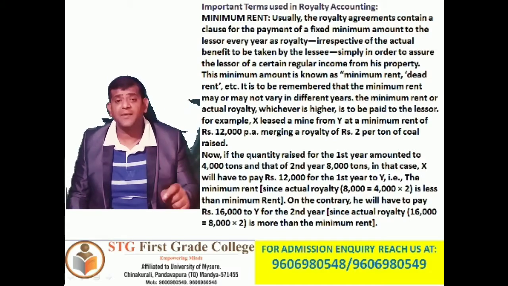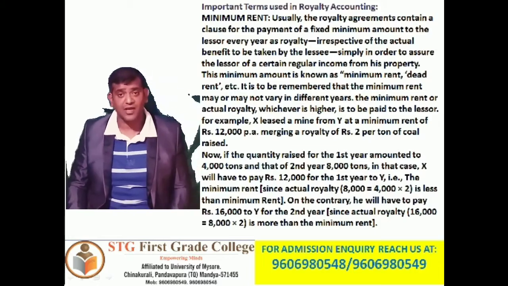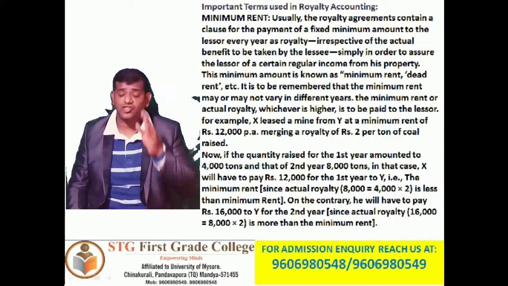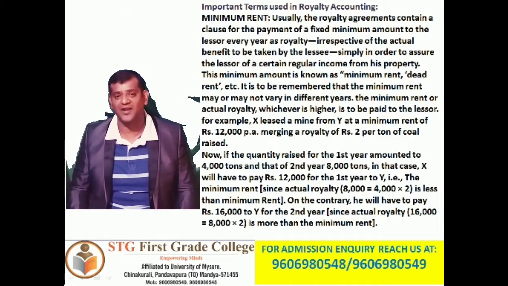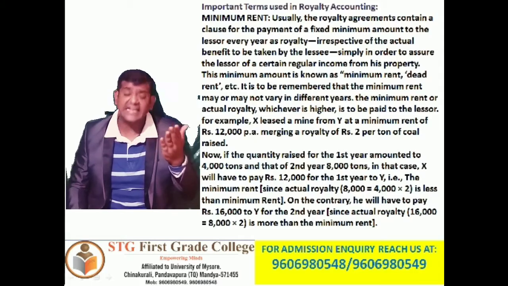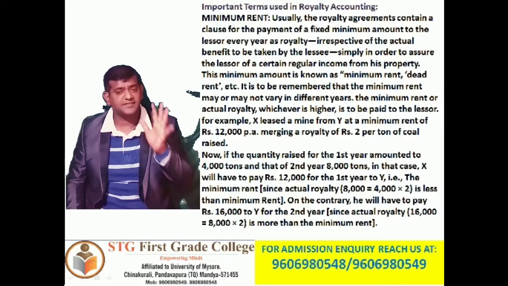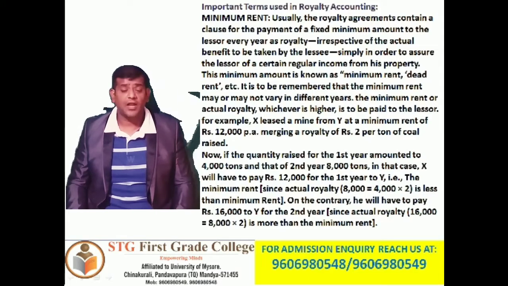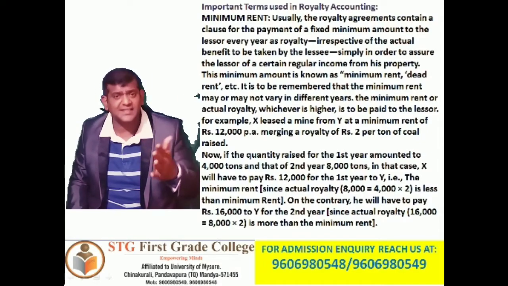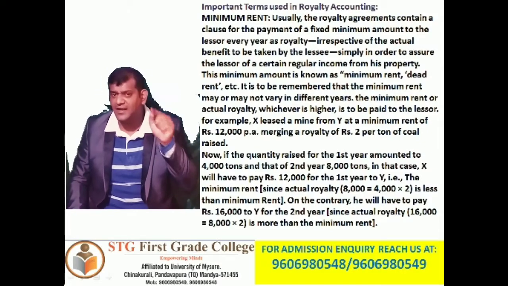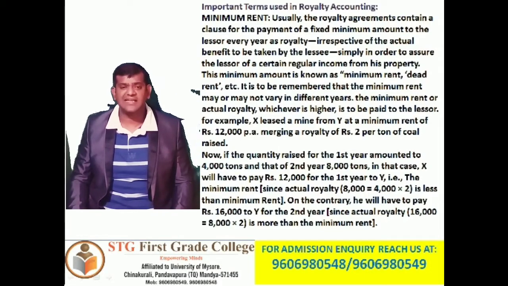Okay, so the minimum amount is known as minimum rent. That fixed minimum amount, whatever is fixed, which is compulsorily payable, we call it a minimum rent, or we can say dead rent also. Minimum rent and dead rent are the same, so you should not get confused while reading dead rent or minimum rent, because it comes under a clause in the agreement. It is there in a clause under the deed, so that is why we also call it dead rent.